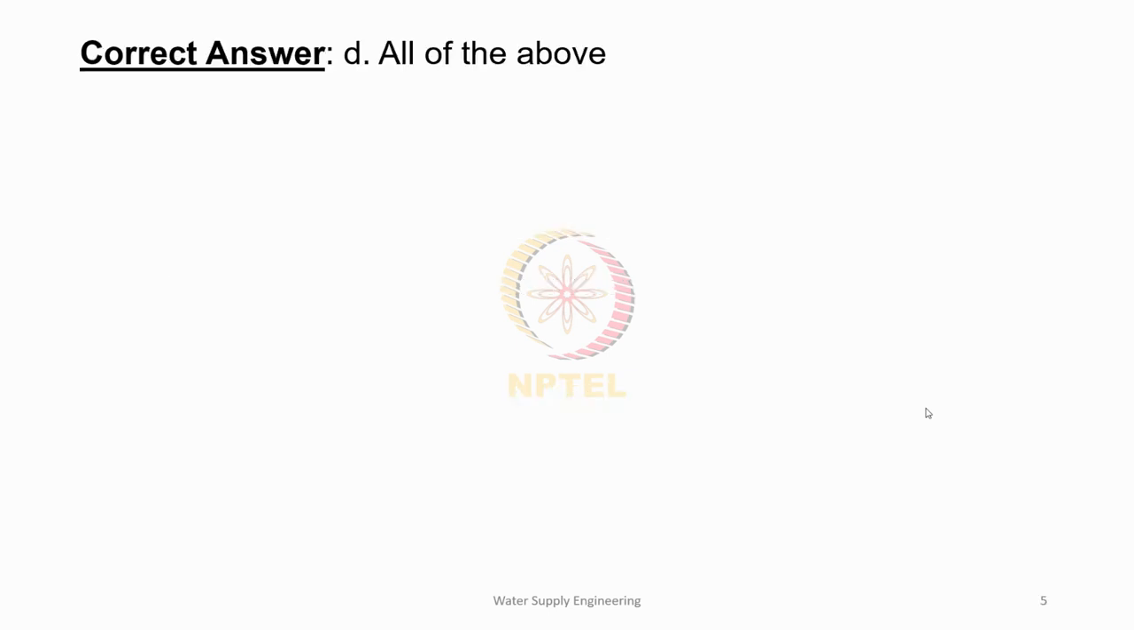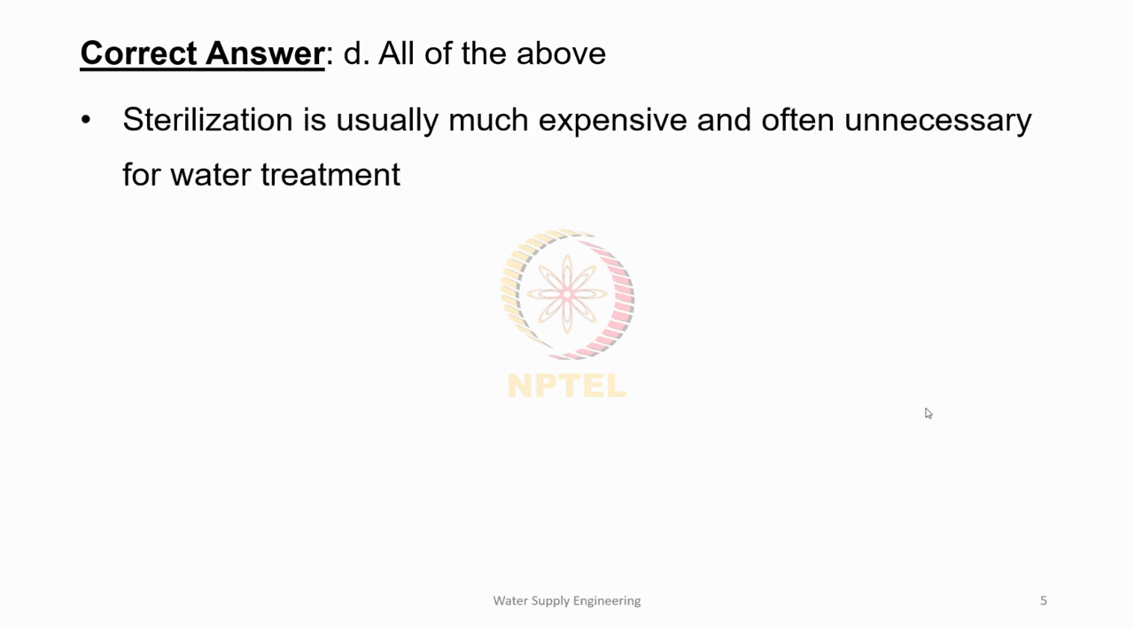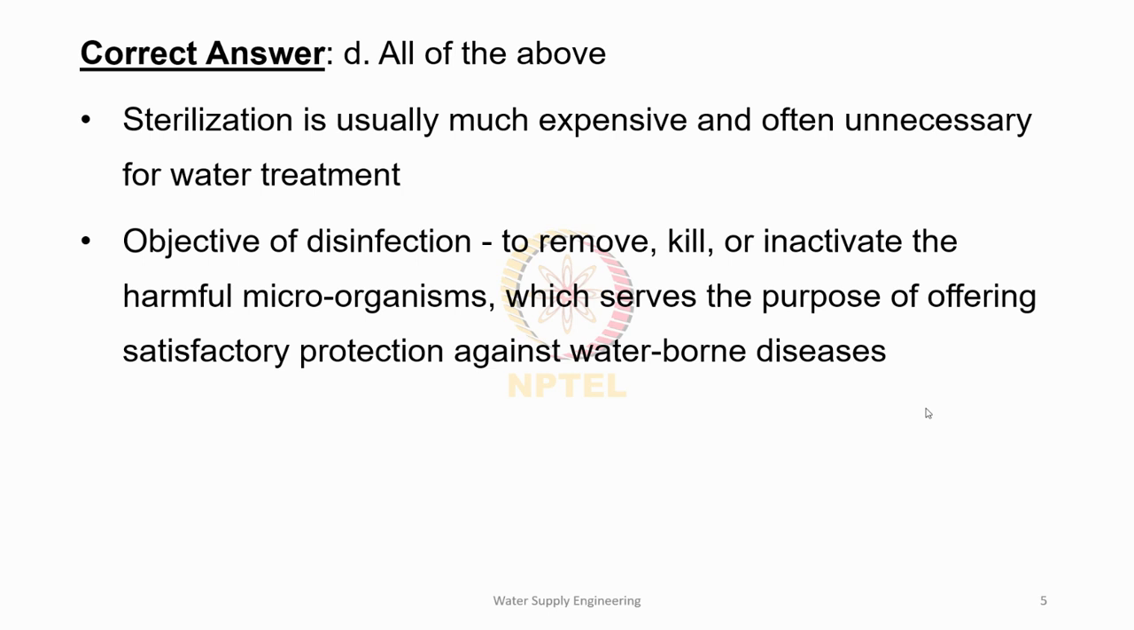Okay. So the correct answer is option D, all of the above. That is, sterilization is much expensive. Yes, it is very expensive, and it is often unnecessary for public water treatment plants. As we saw earlier, the objective of disinfection is to remove, inactivate, or kill the microorganism that is harmful to human or animal, so that we can ensure that the waterborne diseases are not being spread through the use of that particular water. So that is the primary aim of disinfection.